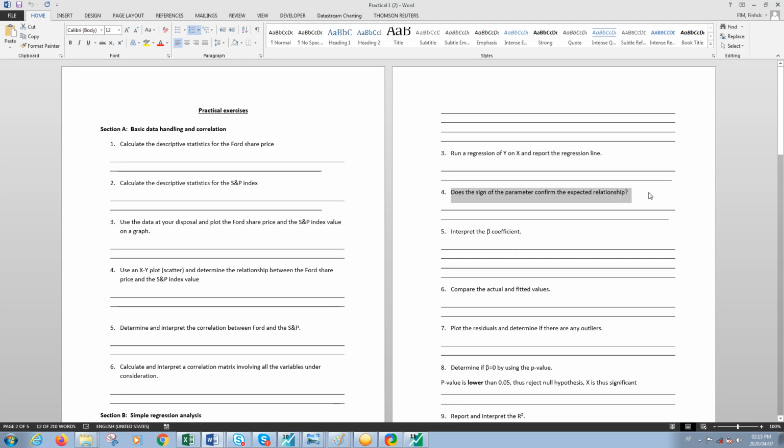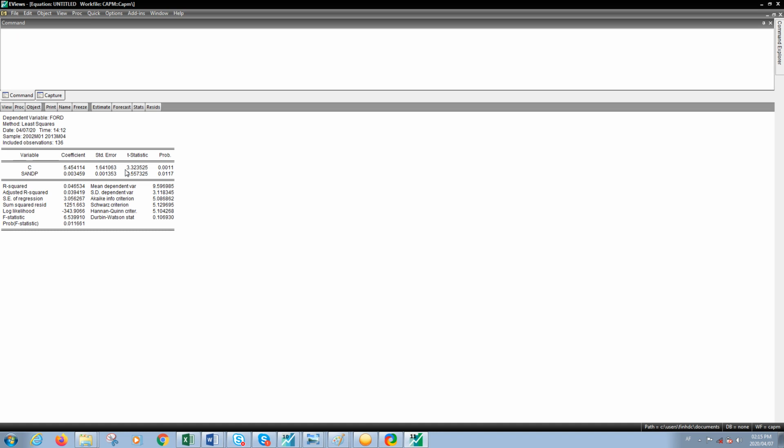So, does the sign of the parameter coefficient confirm the expected relationship? We go back. Like I said, the coefficient of our S&P is not our intercept, it's our beta, it's our slope. So if you don't know what a slope is, go back to the slides. What is the slope? It's the level to which a change in the S&P affects our Ford. A change in the independent affects our dependent.